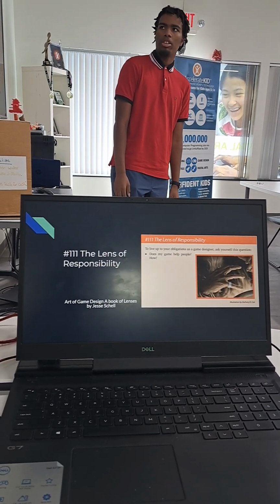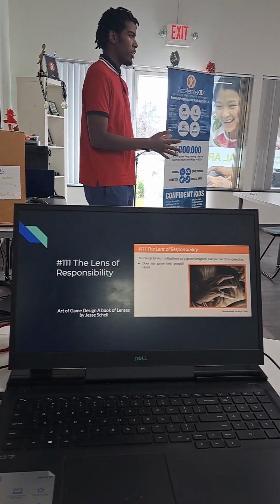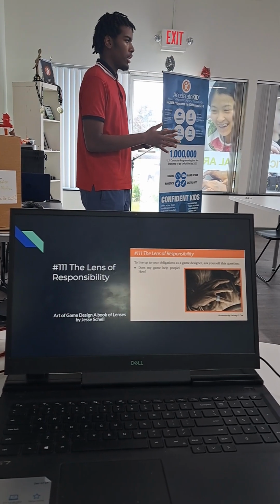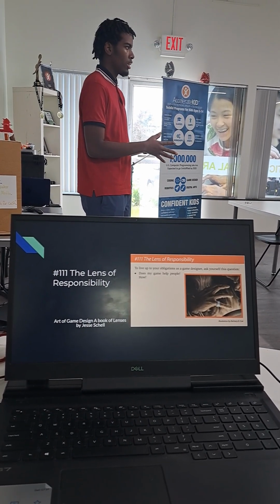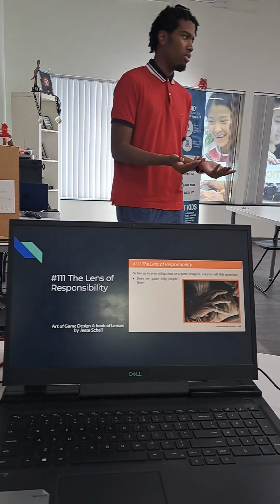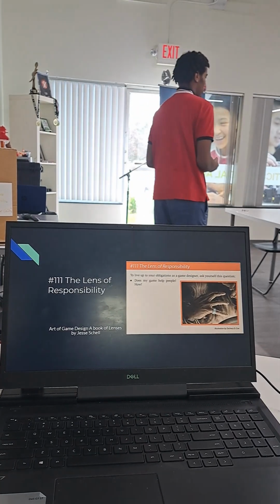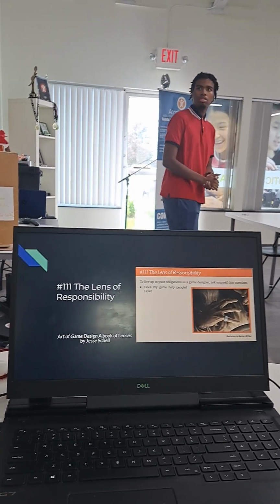The lens of responsibility. That's basically saying how does the game help people? If a person were to play the game, it can help them improve on their own self or give them new insight that they've never seen before. So where that comes in is basically to improve any aspect of your life.